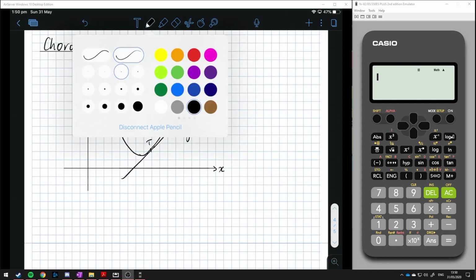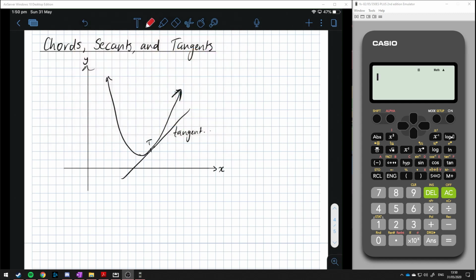Okay, let's use a different color. We use red. A secant between 2 points, let's say A and B. Now a secant is a line that just cuts through like that. The more formal definition is a secant is a line through 2 distinct points A and B on the graph. It therefore contains the chord of AB.